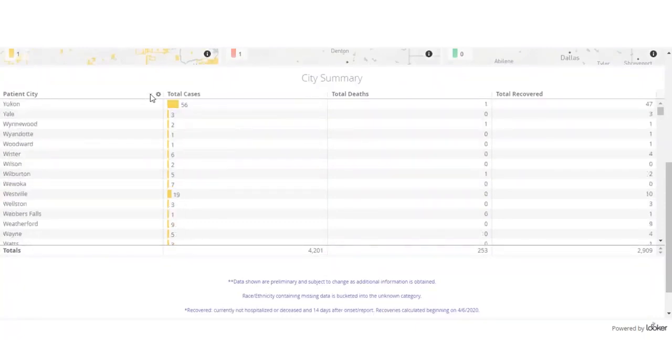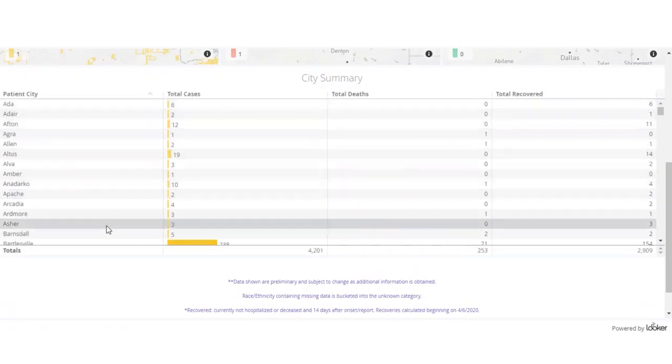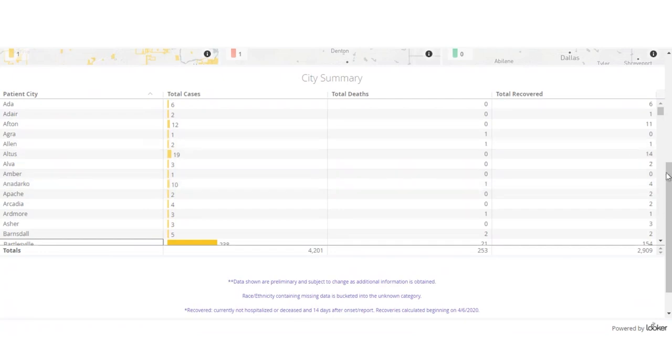But to get to that alphabetic list, you click on the arrow and it will give you the list to be able to select the city that you're wanting to see.